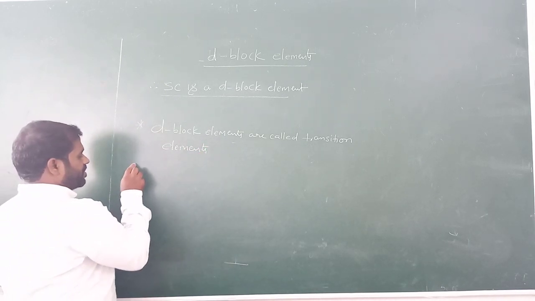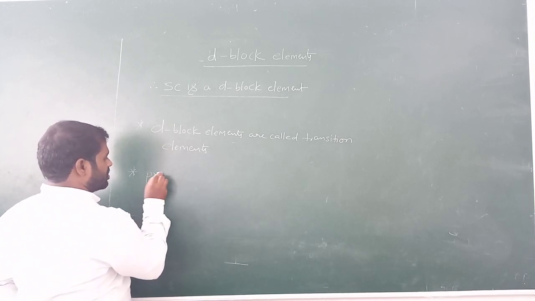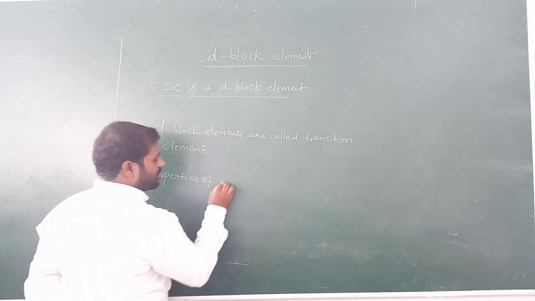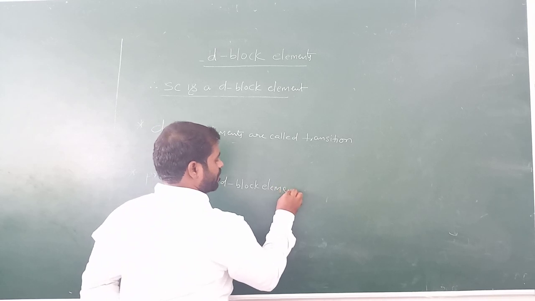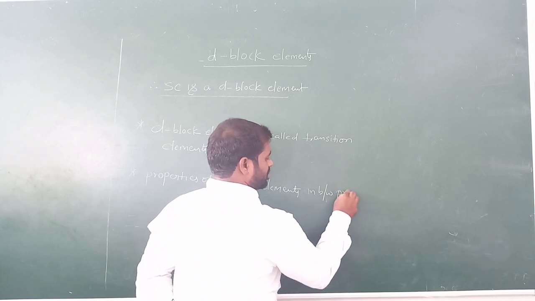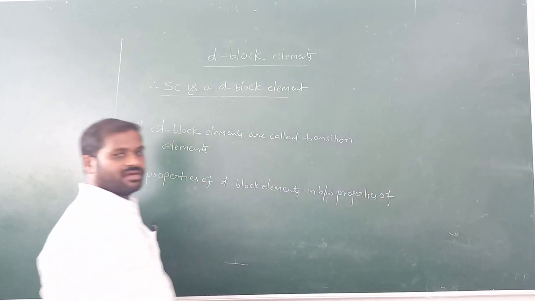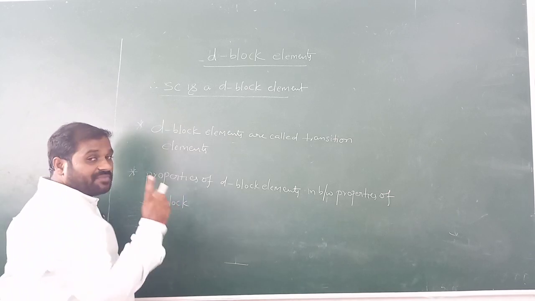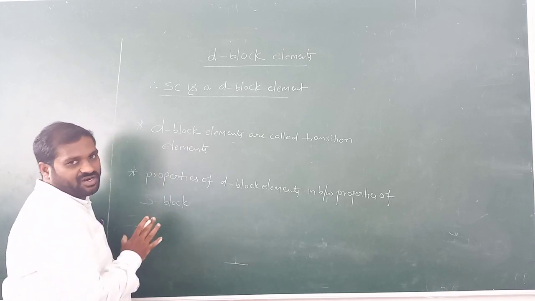Okay. Why are these called transition elements? The properties of d block elements are in between the properties of s block and p block. So keep the periodic table up to the end of the lesson, the end of the unit, up to d block, f block and coordination compounds.